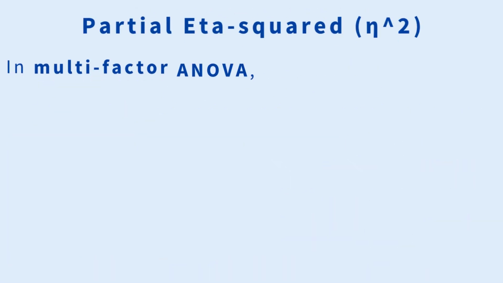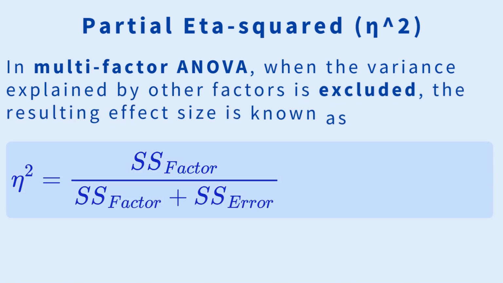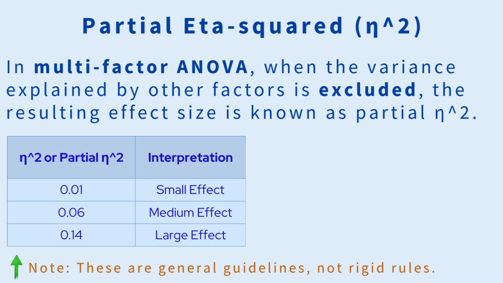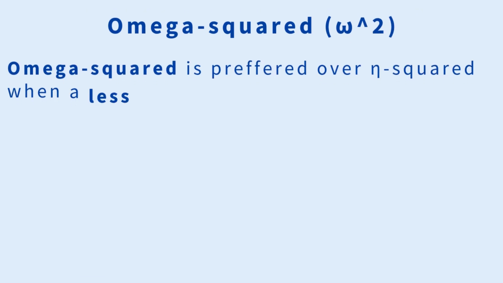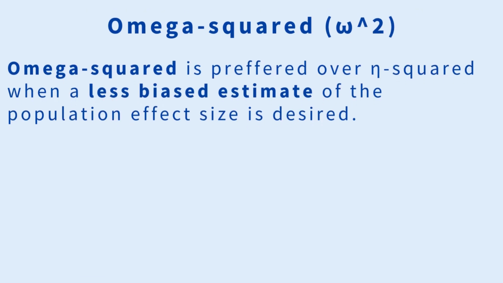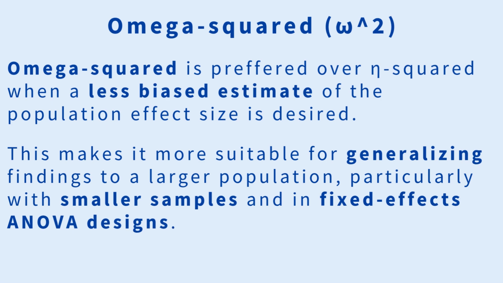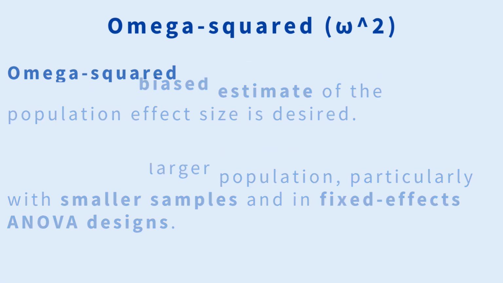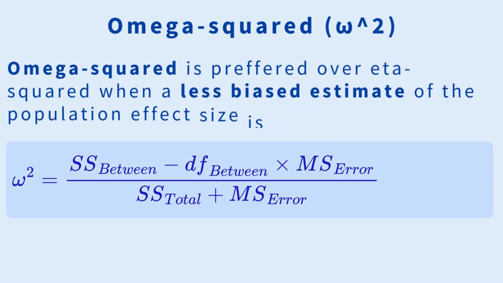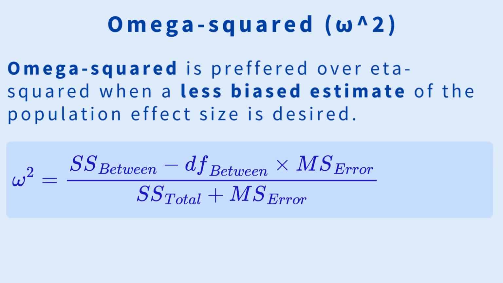In multi-factor ANOVA, when the variance explained by other factors is excluded, the resulting effect size is known as partial eta squared. Its general interpretation is similar to eta squared. Omega squared is preferred over eta squared when a less biased estimate of the population effect size is desired. This makes it more suitable for generalizing findings to a larger population, particularly with smaller samples and in fixed effects ANOVA designs. Its general interpretation is similar to that of eta squared.